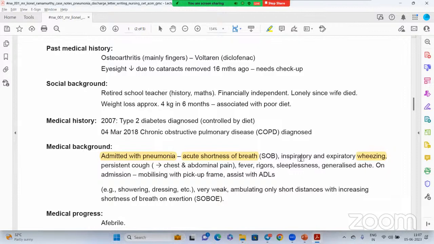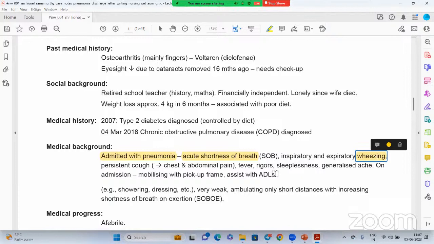So no need to write inspiratory and expiratory, because inspiratory is the first half, expiratory is the second half. Inspiratory is going in, expiratory is coming out. So if only inspiratory, write inspiratory; if only expiratory, write expiratory. If both, then just write wheezing, finished. Wheezing includes inspiratory and expiratory together. Then next, he has persistent cough.